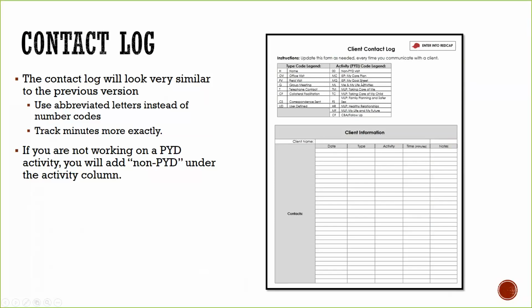And you can fill in the activity if it was a PYD code. So if you did one of the PYD activities, such as the My Care Plan, the My Goal Sheet, you can fill that out here. And then you fill out exactly the number of minutes that you spent doing that activity. If it is a non-PYD activity, such as just checking in, following up about how their life's going, then you would put a 00 for the activity type. Finally, we do have an activity type here of doing a CBA or a follow-up, so you can mark time spent doing those data collection activities as well.